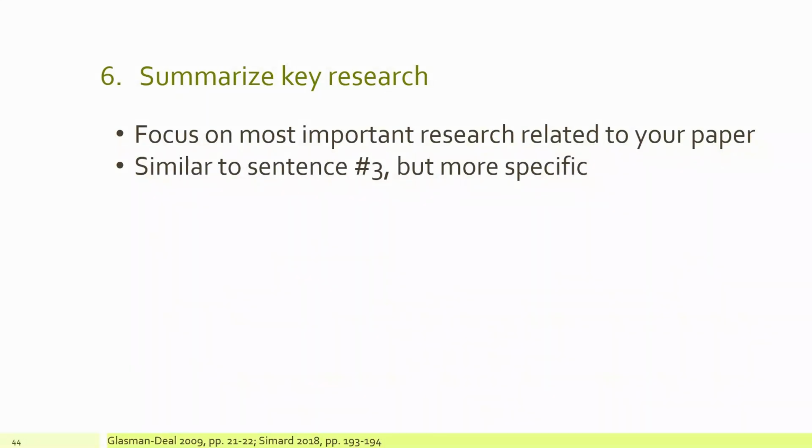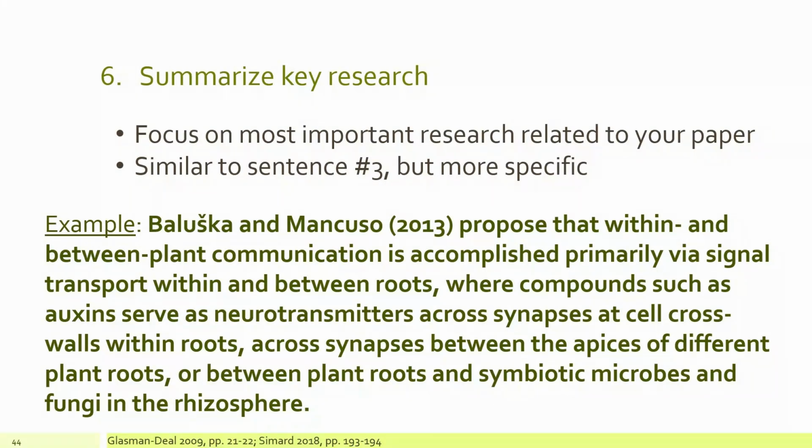As you summarize key research, focus on whatever is most important to your specific research question. In the example, Simard gives the most specific research that informs her paper, Baluska and Mancuso's proposal. Baluska and Mancuso propose that within and between plant communication is accomplished primarily via signal transport within and between roots, where compounds such as auxins serve as neurotransmitters across synapses at cell crosswalls within roots, across synapses between the apices of different plant roots, or between plant roots and symbiotic microbes and fungi in the rhizosphere.